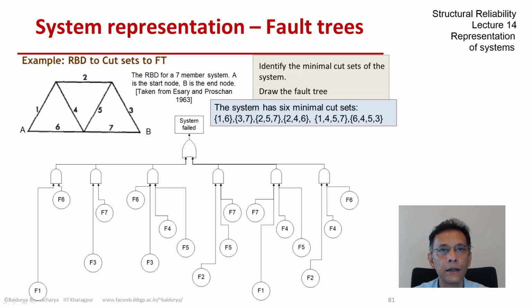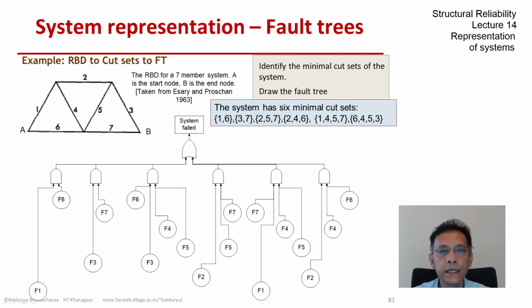and the 6 cut sets are arranged in series. So 1, 6, 3, 7, 3, 4, 5, 6, 2, 5, 7, 1, 4, 5, 7, and then 2, 4, 6.